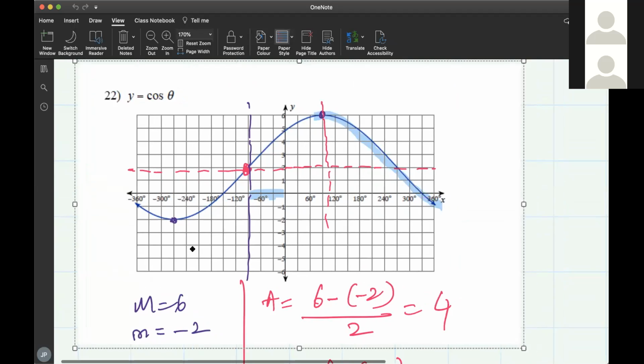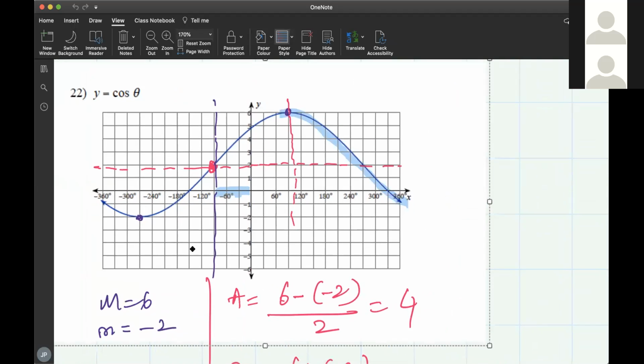And then find out how much it has shifted from the y-axis. It's shifted to the right. The cosine has shifted to the right by how much? 30, 60, and it's 90. And my vertical line is not too correct.